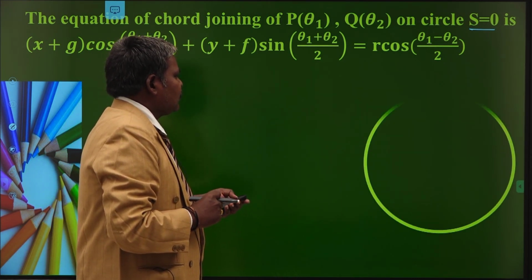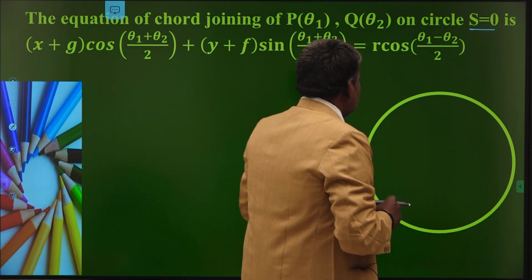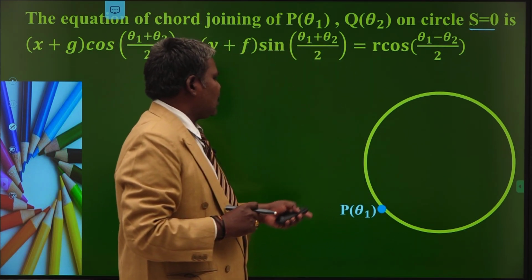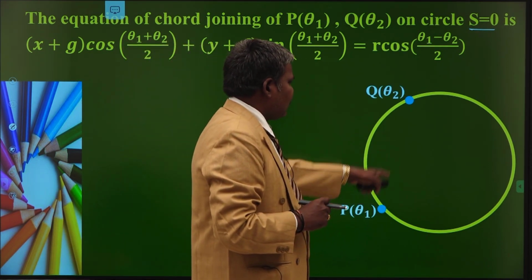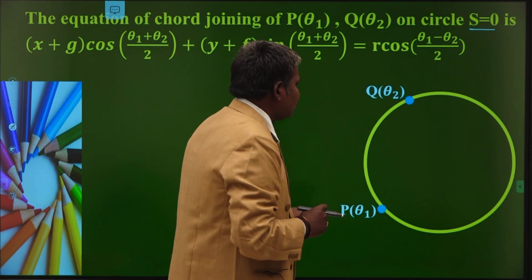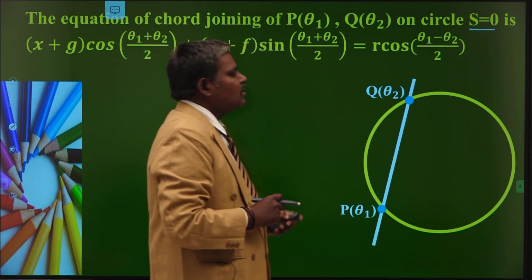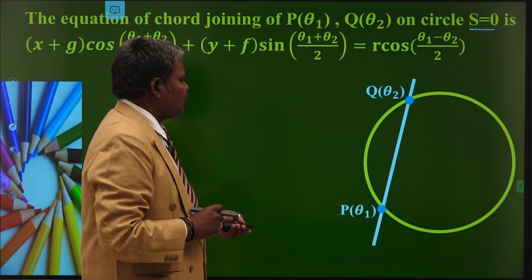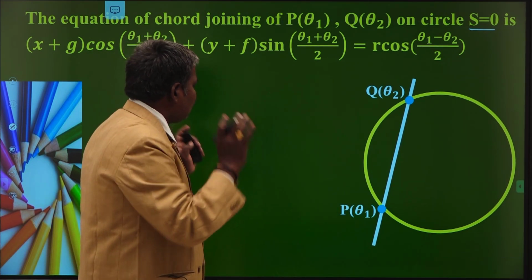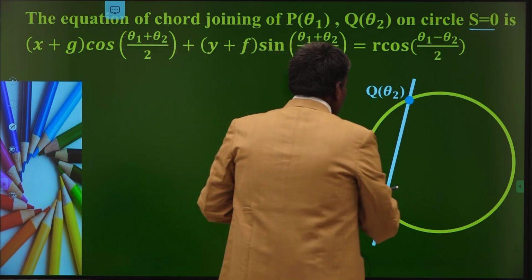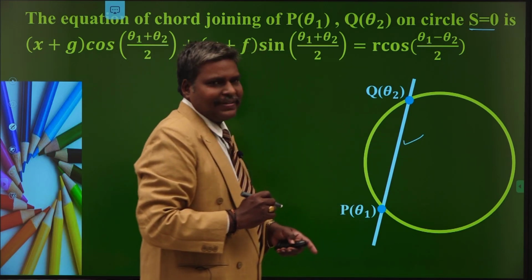Okay. This is your circle as shown in this figure. Consider 2 points. This is P of theta 1 and this is Q of theta 2. P of theta 1 and Q of theta 2 are the 2 points on the circle. We are going to find out the equation of chord joining these 2 points as shown in this figure. This is the diagram related to this theorem. So simply, the chord joining P of theta 1 and Q of theta 2, you have to find out the equation of this chord.